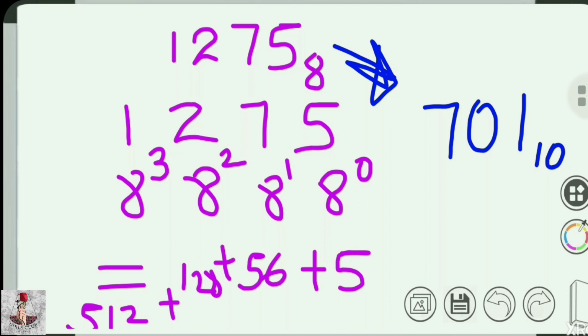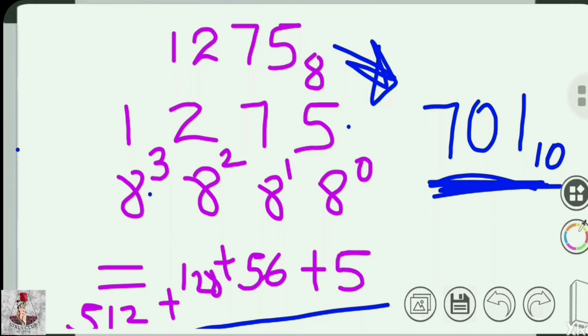For each number, you put the base, that is 8, and make it into powers, then multiply that power of the base by the digit. Say for 5, 8 to the power 0 is 1, and 1 into 5 is 5. 8 to the power 1 is 8, 8 into 7 is 56. 8 to the power 2 is 64, 64 into 2 is 128. 8 to the power 3 is 512, 512 into 1 is 512. Then you add all these, 512 plus 128 plus 56 plus 5, and you get 701 to the base 10.